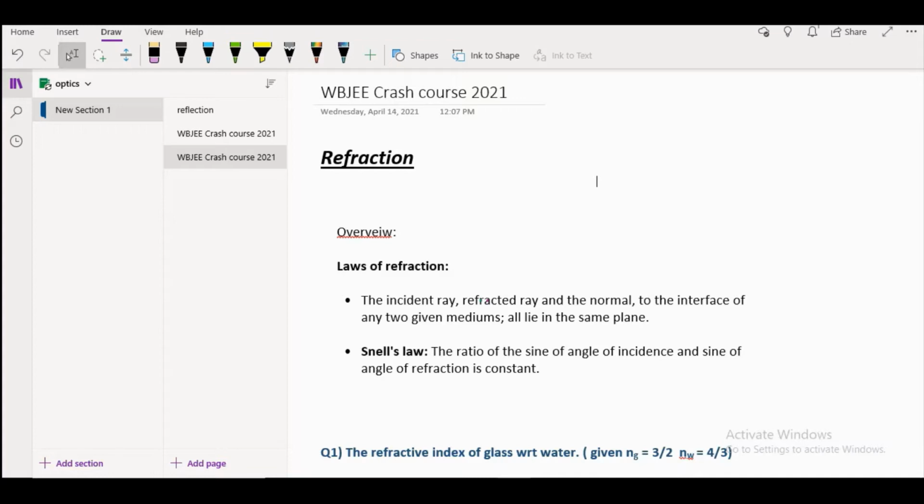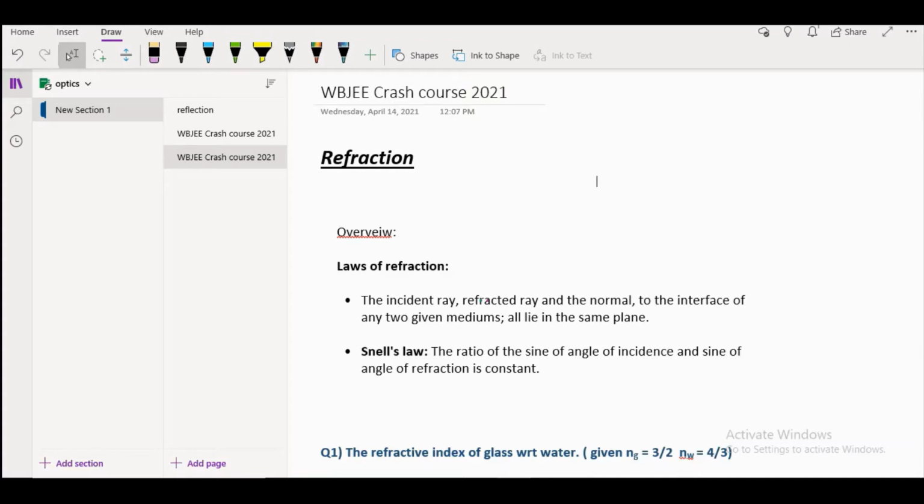So before we start with refraction, let's look at the overview which we already know. आप लोगों ने already पढ़ा है about the laws of reflection in refraction in class 10th. So what are they? The incident ray, refracted ray and the normal to the interface of any two given mediums all lie in the same plane.